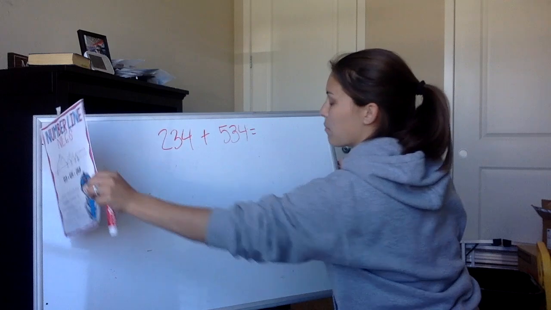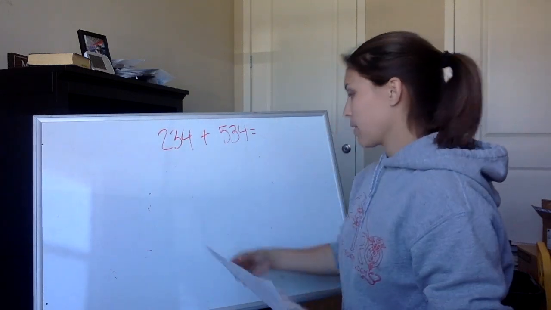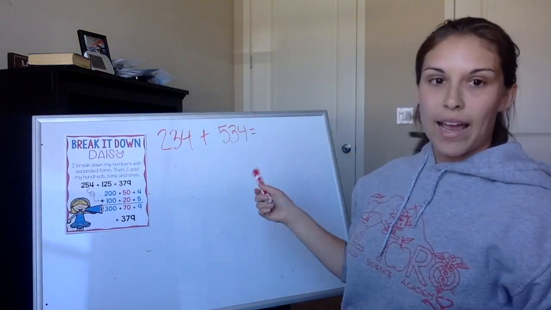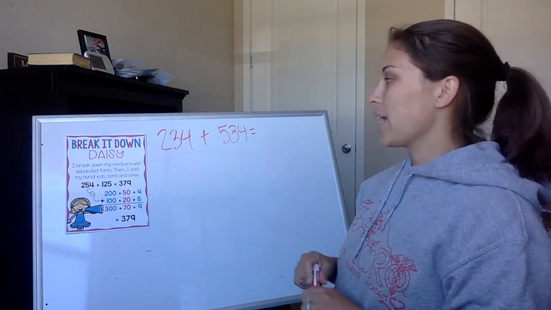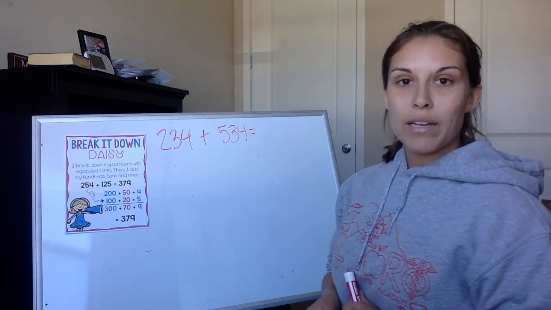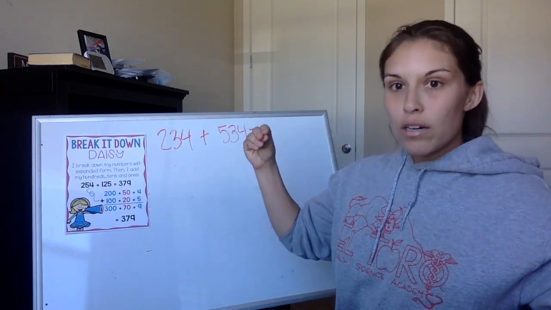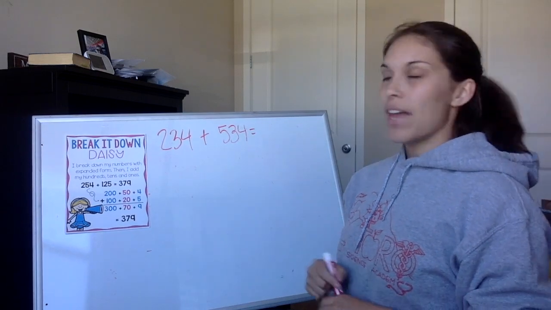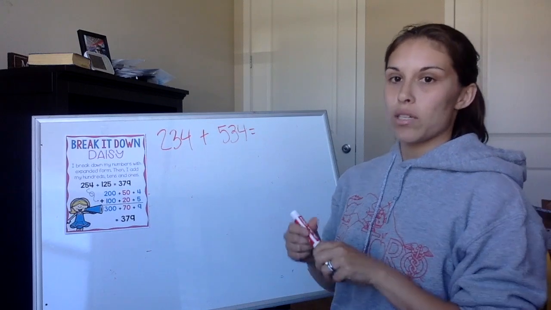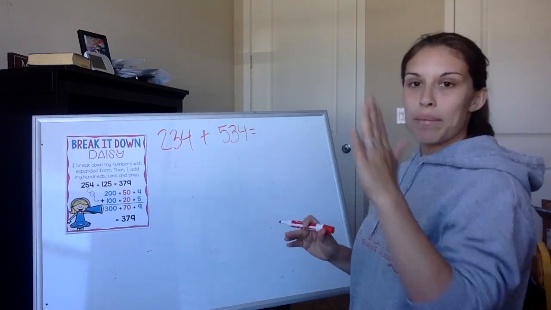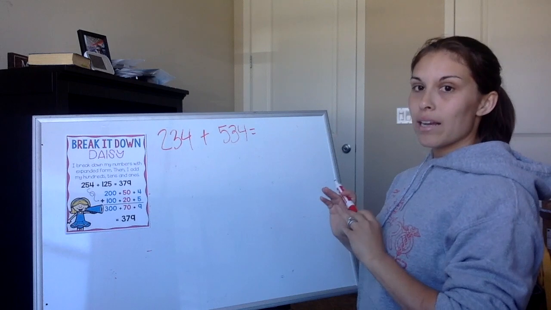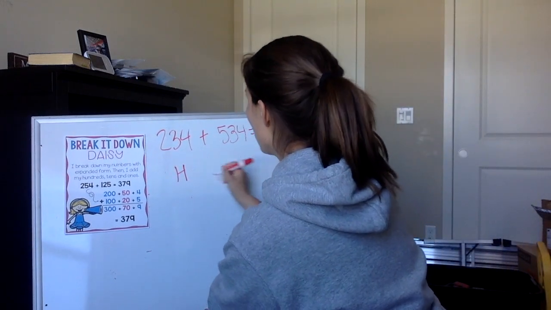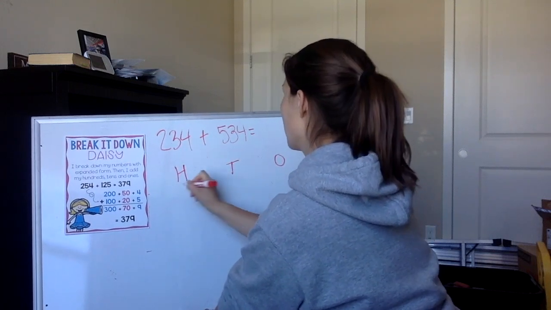All right, so let me take down my number line Niles poster. Break it down Daisy. If we can remember from lesson 3, I break down my numbers in expanded form. Remember, that means to stretch our numbers out to show the value of each digit. Then I add my hundreds, my tens, and my ones. So I'm going to make my hundreds, tens, and ones table like I did in lesson 3 to help me add and organize my numbers. So we have hundreds, tens, and ones.